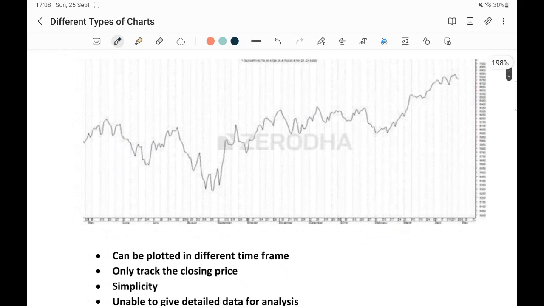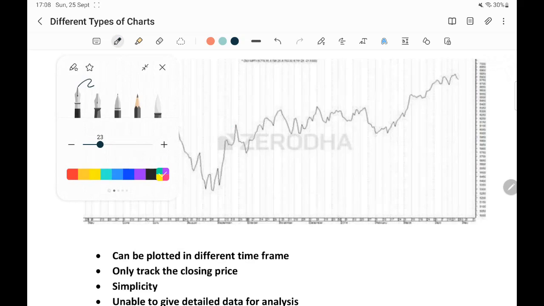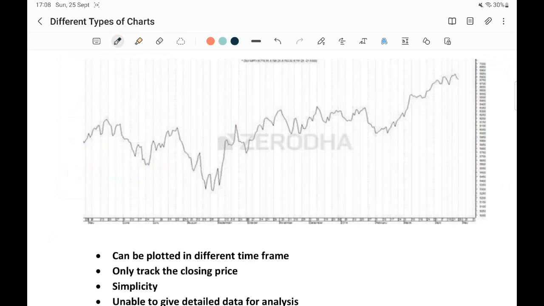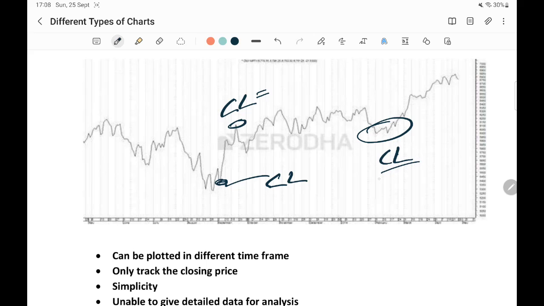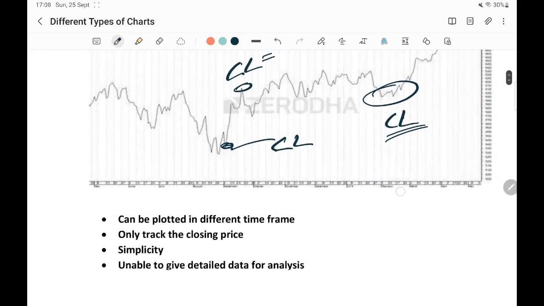The chart you are seeing here tracks the closing price of a particular period. What is the meaning of the closing price of a particular period? Take the example of a 1 day chart. The line you are seeing here represents the closing price of a particular date. In the same manner, all these points represent the closing price of a particular date. That's the first thing.